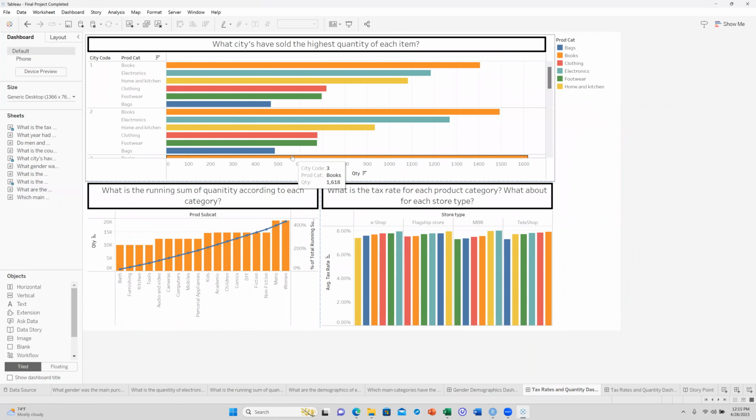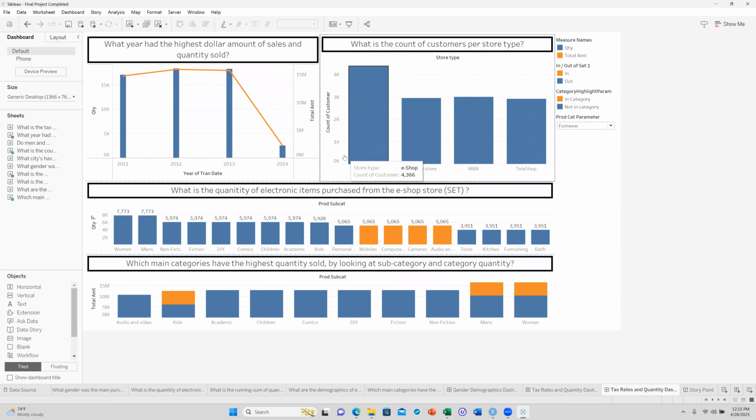Then I have the tax rates and quantity of each item. So this dashboard is also dynamic. If you hover over everything, you can see that the average tax rate, for instance, in the flagship store for bags is 7.79%. However, in the teleshop, it is 7.228%. So if I want to buy bags, I'm probably going to buy a bag from the teleshop as opposed to the flagship store.